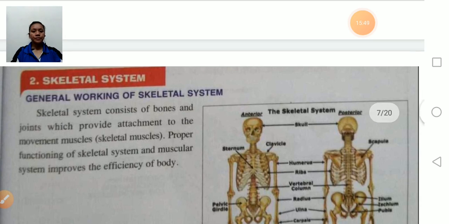Skeletal system. The skeletal system consists of bones and joints, which provide attachment for the movement of the body. Proper functioning of the skeletal system and muscular system improves the efficiency of the body. If our muscular system and skeletal system perform properly, then the efficiency of the body will be improved.